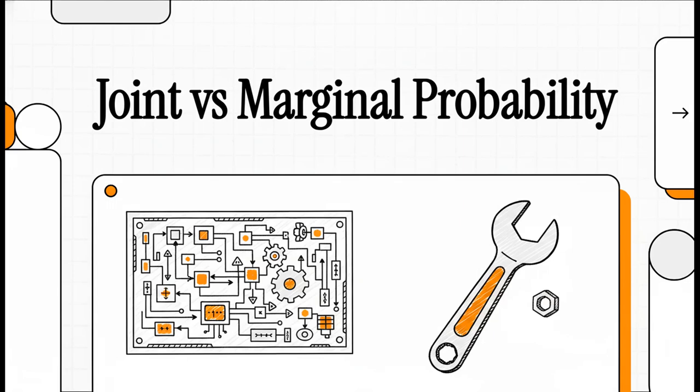When you're doing data analysis, having the right tool for the job is pretty much everything. Sometimes you need this huge master blueprint that shows how every single part of a system works together. But other times, you just need a specialized wrench for one specific task. Today, we're stocking our statistical toolkit with two absolutely essential concepts: joint and marginal probability. Let's get into it and see how they fit.